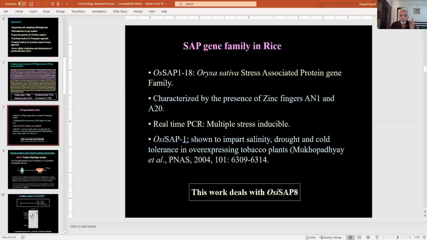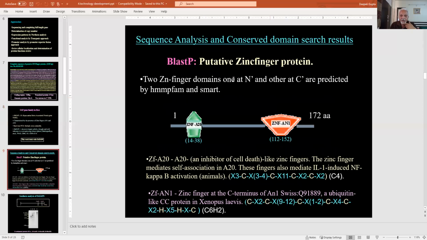So just by doing bioinformatic analysis, we could find out that it is a unique gene which has not been worked upon, and may also have a role in stress management because it is differentially expressed under stress conditions. Further, when we looked for the domains in the translated protein sequence, we found out that the SAP8 gene also has the characteristic two domains which I referred to, ZNF A20 and AN1.